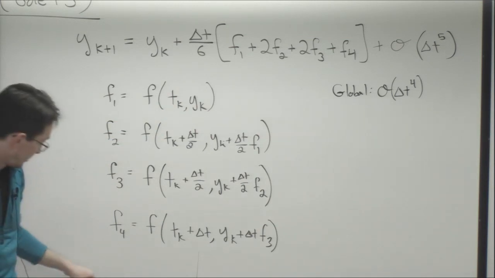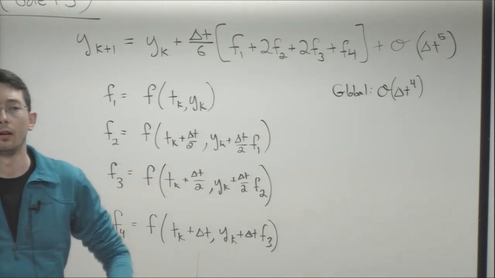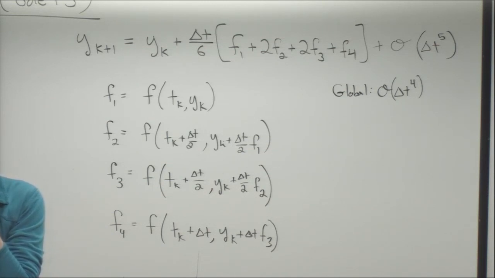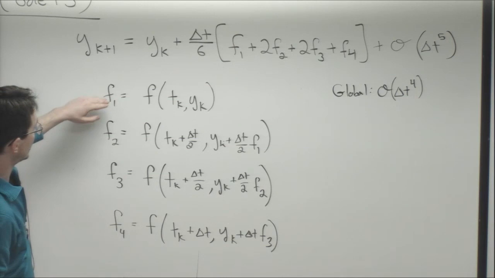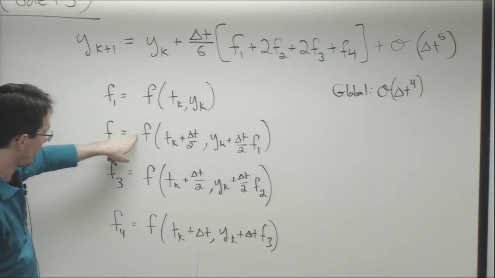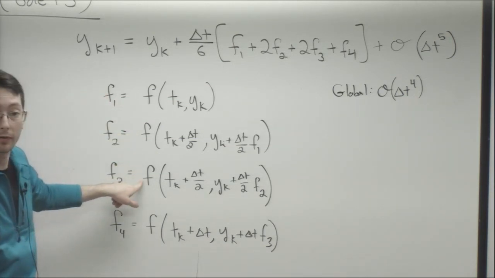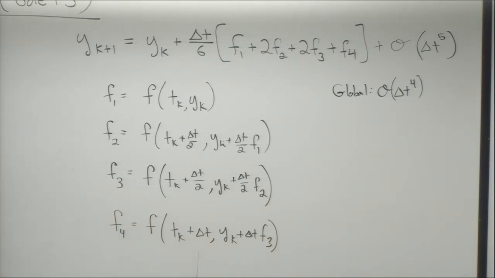Is there any particular reason we're not taking a half step in the F4? F4 doesn't have a half step. Yeah, so you take a half step for F2 and you take a half step for F3, but then for F4 you take a full step in the F3 vector direction. Don't ask me why. It's part of canceling all of these terms in the Taylor series.